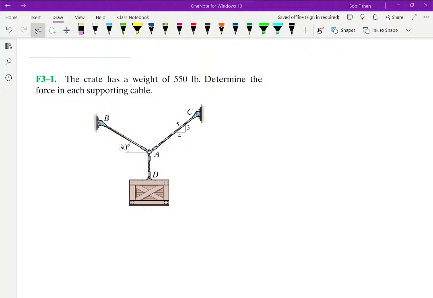Okay, it seems like there are four people here. So what I wanted to do is take one of the simplest problems and work it.